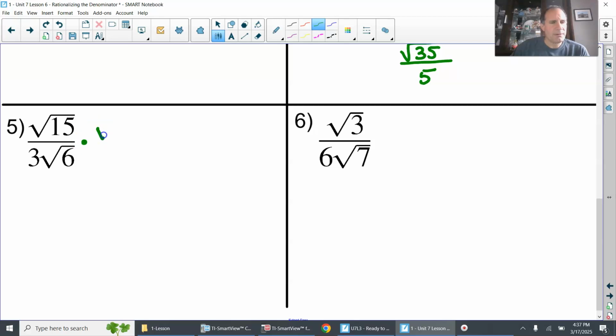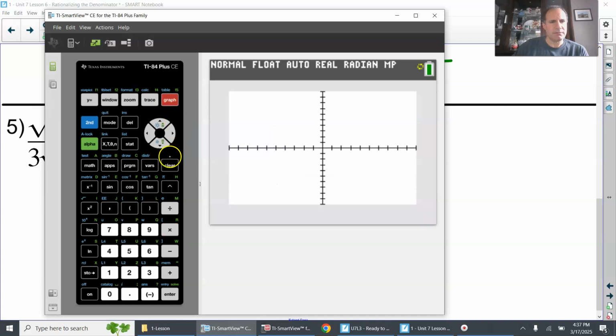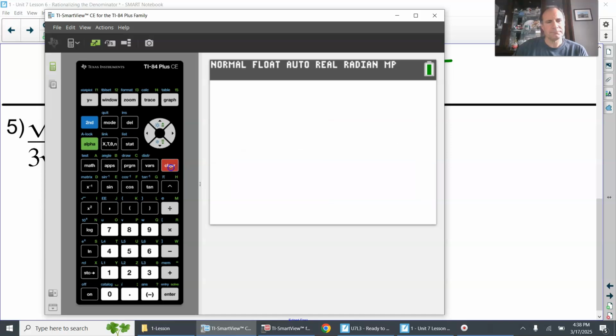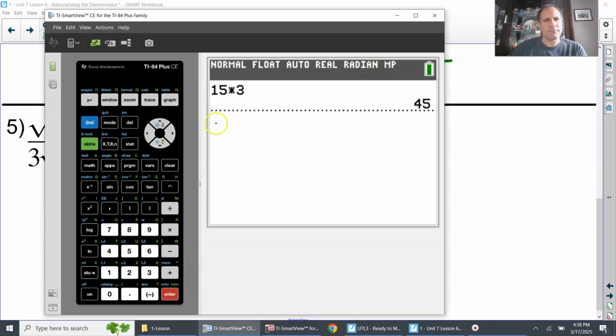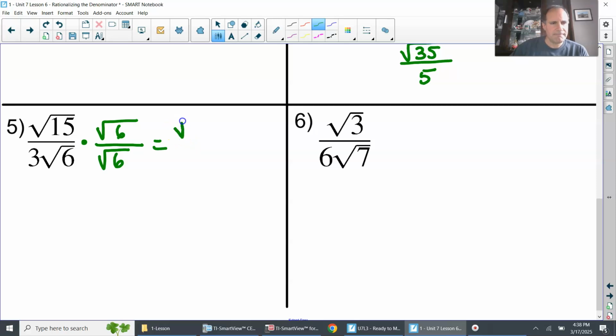So this one, I'm going to rationalize the denominator, square root of 6 over the square root of 6. And what that's going to do, 15 times 6, well, I could graph this and clear it out. Should be 90, 15 times 6. It is. So square root of 90. I already know the perfect square that goes into the square root of 90. And then 3.